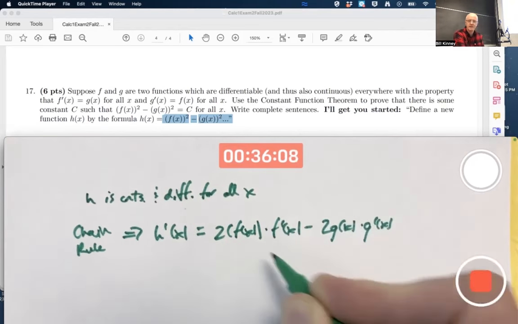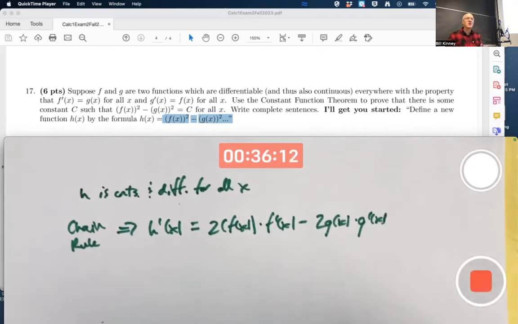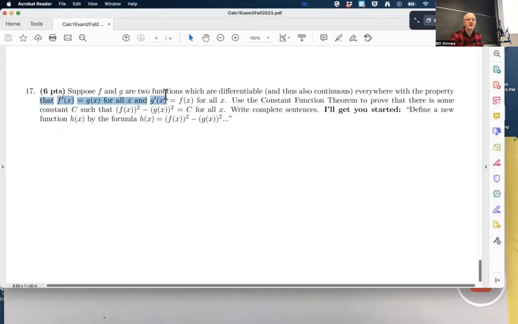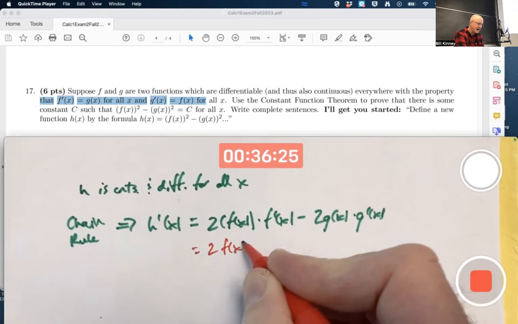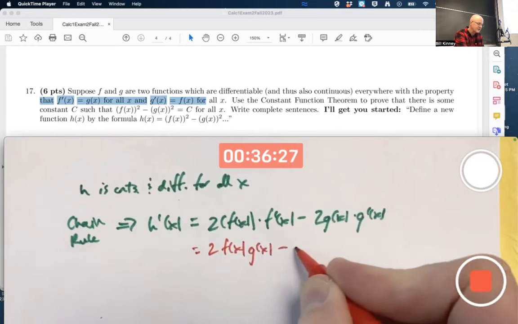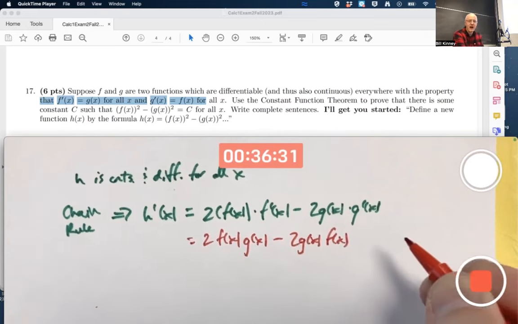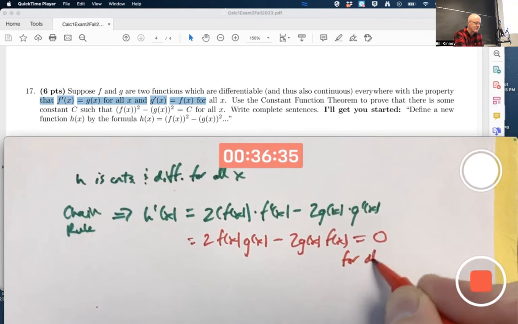I put extra parentheses there I don't really need, but there we go. Whenever you try to prove something, you have to use your assumptions. I haven't used my assumptions that f prime always equals g and g prime always equals f yet. Use that. This simplifies to 2f of x g of x minus 2g of x f of x. Hey, I'm subtracting two things that are the same. That's always 0 for all x.